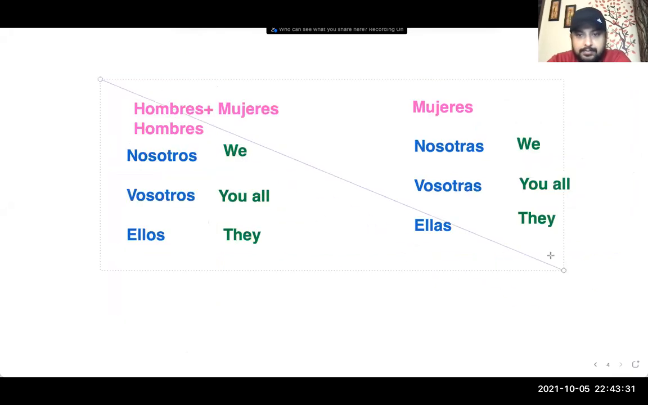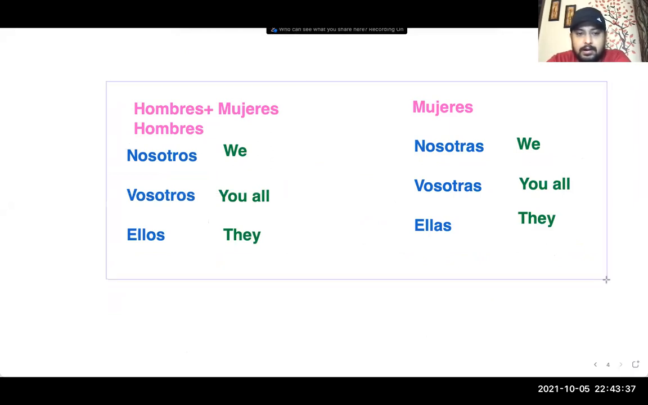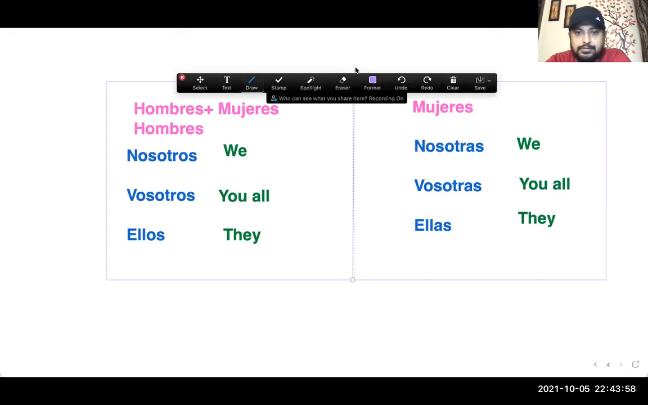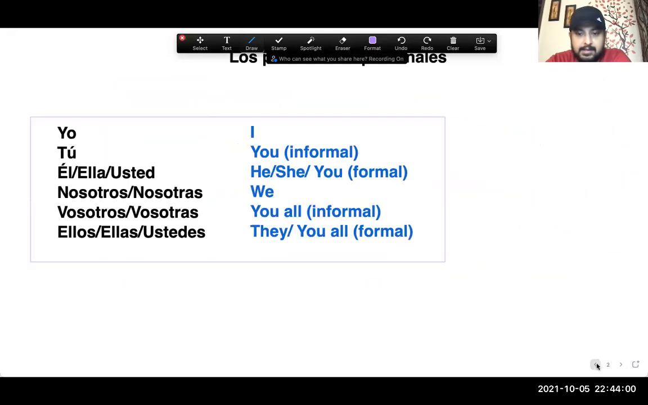The same way, here we have singular and plural. Nosotros and vosotros. Where do we use nosotros and where do we use nosotras? Like I explained, the only difference is if it is a group of male and female or only males. Okay, that was present tense.